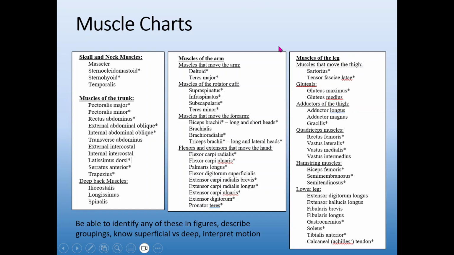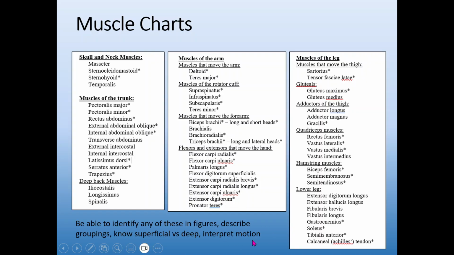All right, so this is not an activity. I'm just reiterating those muscle charts. They're still important. So be able to identify any of these muscles in a figure. I would have an arrow pointing to them in some way. Describe the groupings, so in particular the names that I applied to things, like quadriceps, which muscles belong to quadriceps, or where do you find quadriceps in the body, be able to describe that position. Know things like superficial versus deep, so which of the muscles are superficial on the forearm, which of them are deep. Can you describe that kind of concept to me?